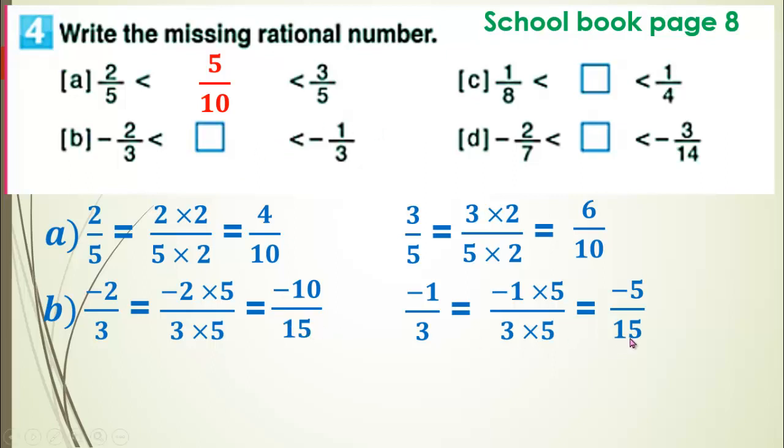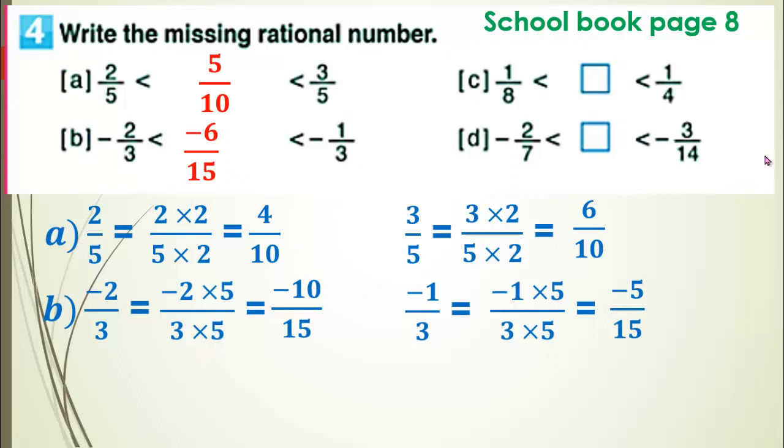Here I have the same denominator, and there are numbers included between negative 10 and negative 5. I can choose any number. I'm going to choose here negative 6 over 15, but it's your choice to choose any other number if you need, but it must be included between negative 10 and negative 5.